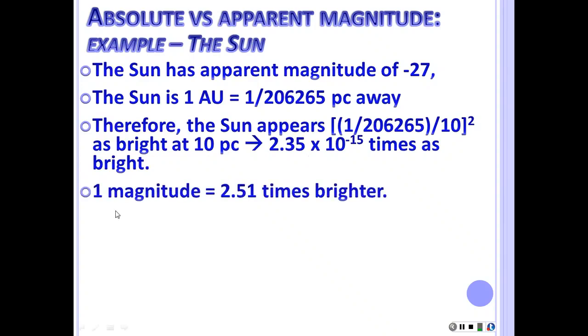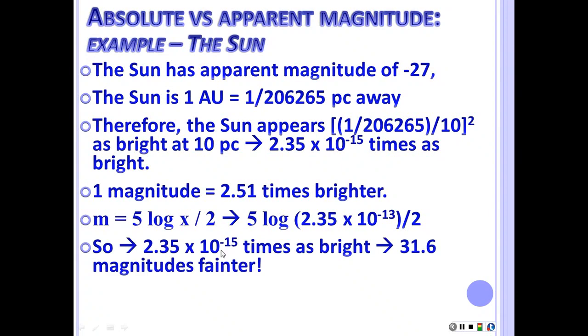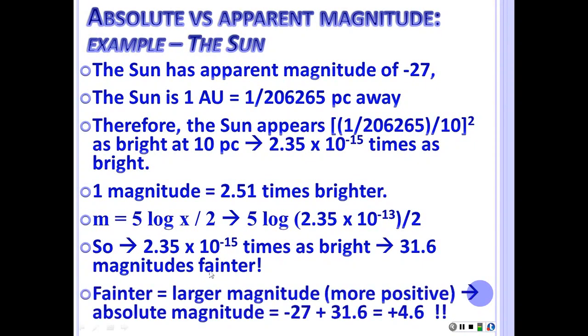Now remember that 1 magnitude is 2.51 times brighter, and so we can plug this in and you can do a log expression to work it out. But what we basically are going to get is the magnitude back from, so we've got that if you want to be 10 to the minus 15 times as bright, then you have to change by 31.6 magnitudes. And if we plug that in, it's fainter, so it goes more positive, so instead of being minus 27, we have to add on that 31.6. And so, in fact, if the Sun was out at a distance of 10 parsecs, it would be visible to the naked eye, but it would be fairly faint. Remember that 6 is the limit of what we can see with the naked eye.